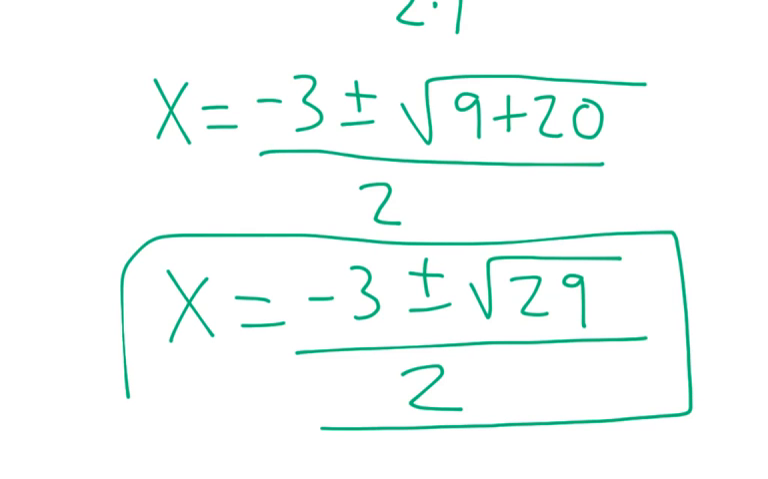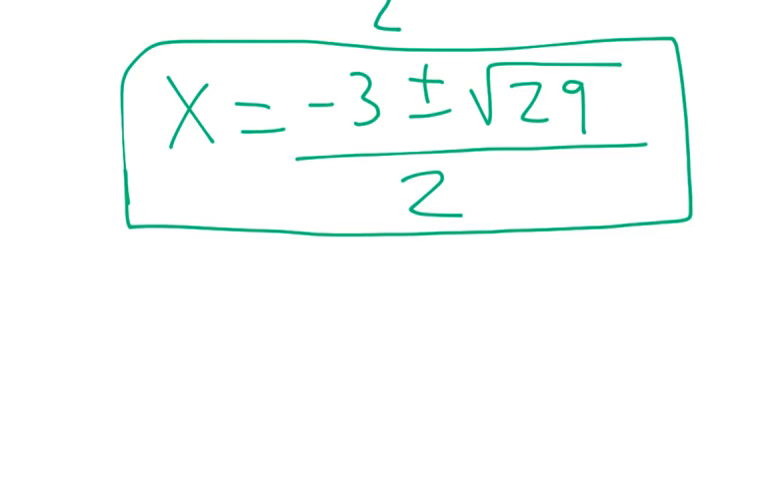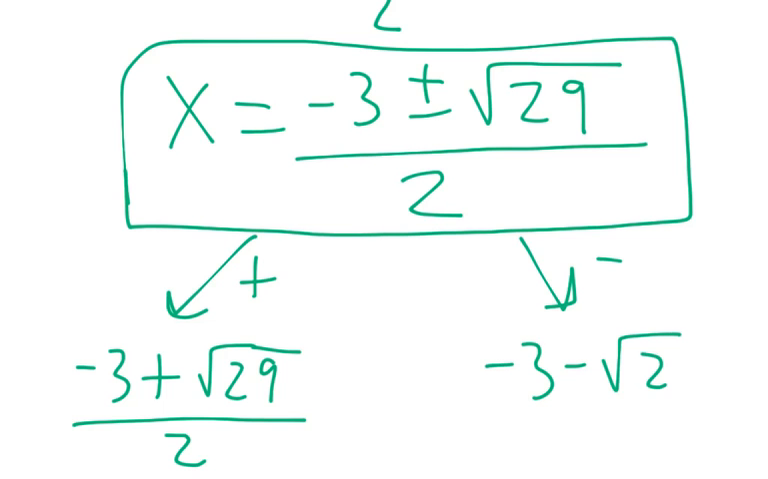If you gave me this for an answer, that'd be fine. If you want it in decimals, you can just type in these two answers, the plus and the minus. The plus answer is -3 plus root 29, all of that divided by 2. Or you can do the minus answer, -3 minus root 29, find all of that, then divide that by 2.